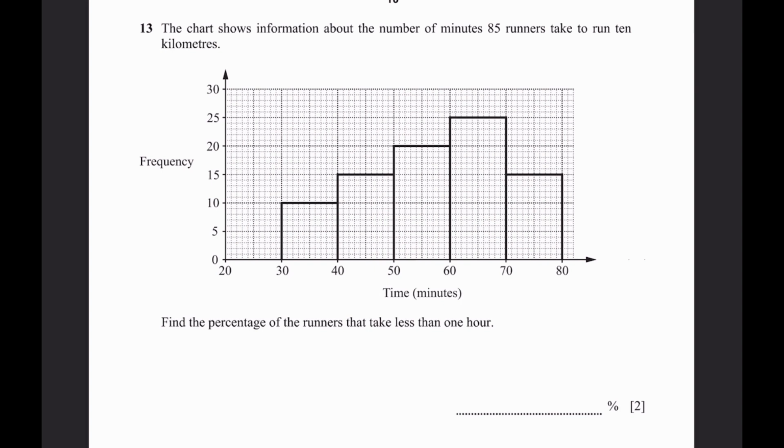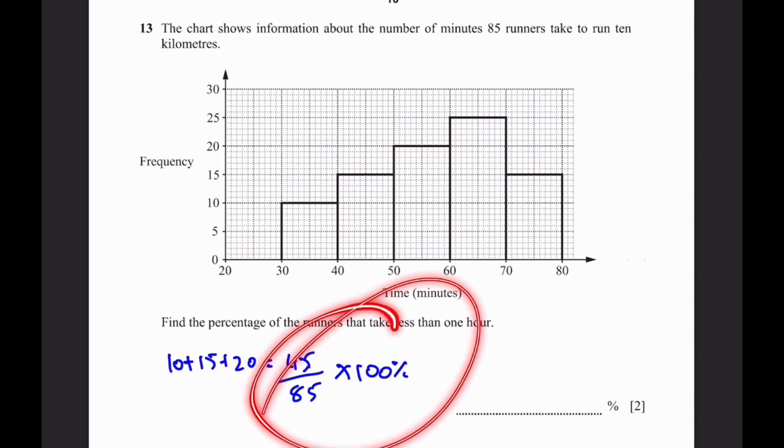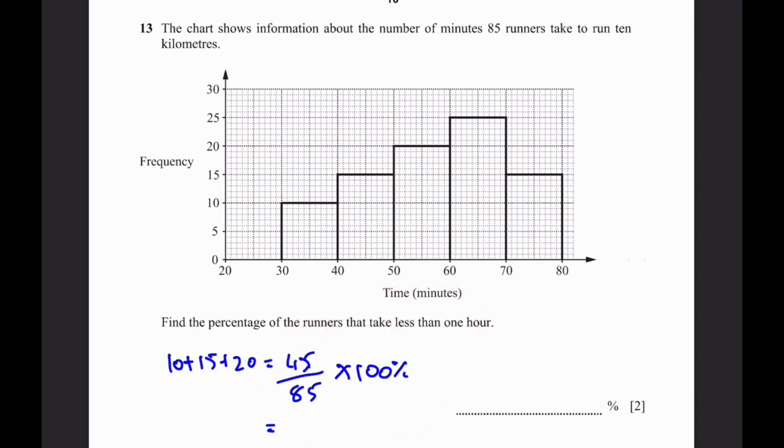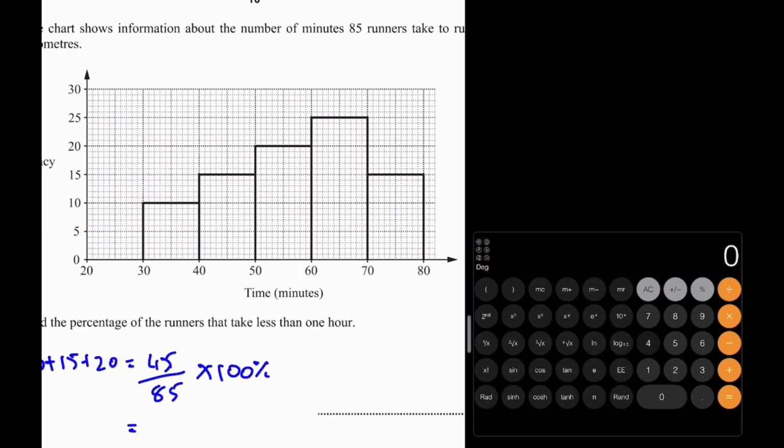Question 13. The chart shows information about the number of minutes 85 runners take to run 10 kilometers. Find the percentage of the runners that take less than 1 hour. So less than 1 hour means less than 60 minutes, and that means 3 bars over here. First one is 10, then 15, then 20. 10 plus 15 plus 20 is equal to 45, and we divide that by 85 into 100% to get the percentage of total runners. On our calculator, we do 45 divided by 85 into 100.